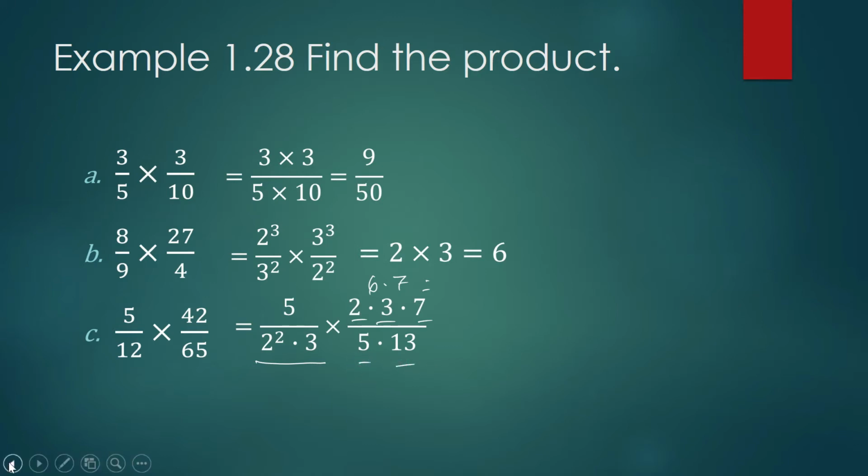Let us divide common factors. 5 divided by 5 is 1. 2 divided by 2 squared is 1/2. 3 divided by 3 is 1 again. So what we have here is 7 divided by 2 times 13, which is equal to 7 over 26.